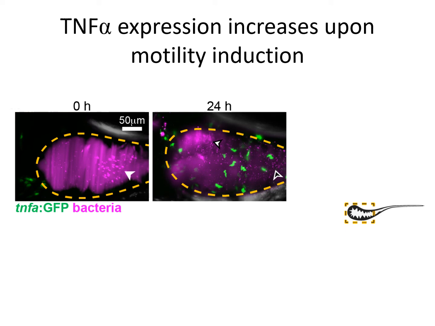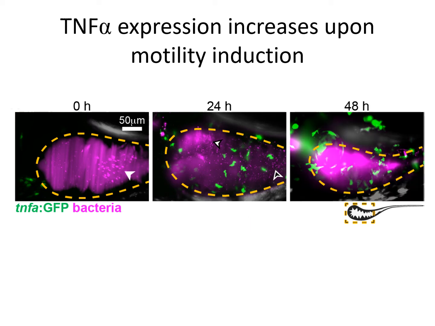24 hours after induction, we see the emergence of a subpopulation of more planktonic cells that we verified to be motile, and a corresponding increase in the number of TNF-alpha positive cells around the gut. By 48 hours after induction, we see the emergence of a large population of swimming cells, similar to wild type, and also an even further increase in the amount of TNF-alpha expression we measure around the gut.